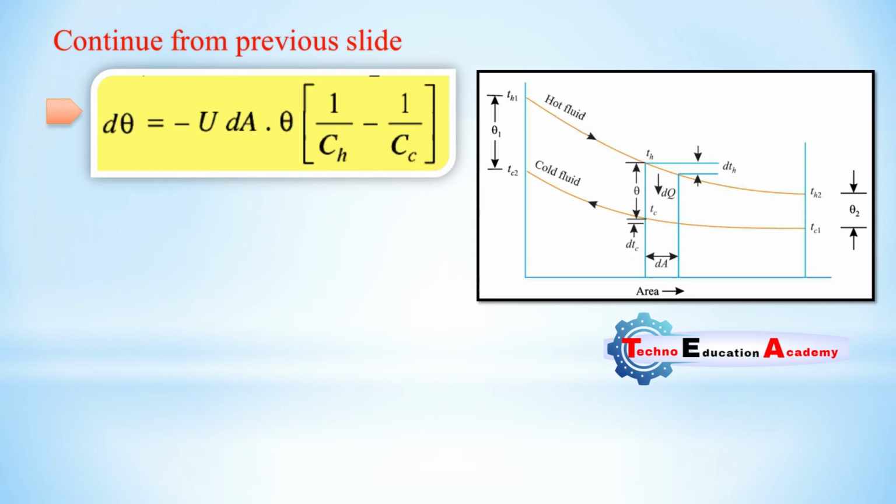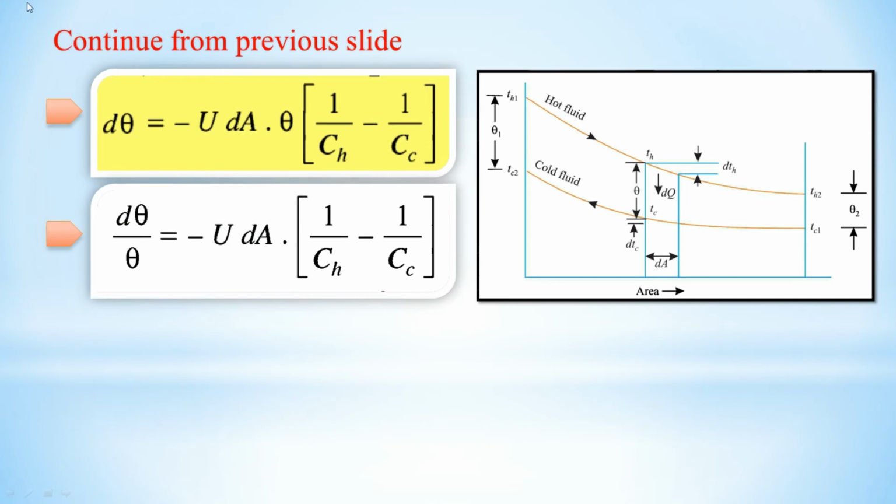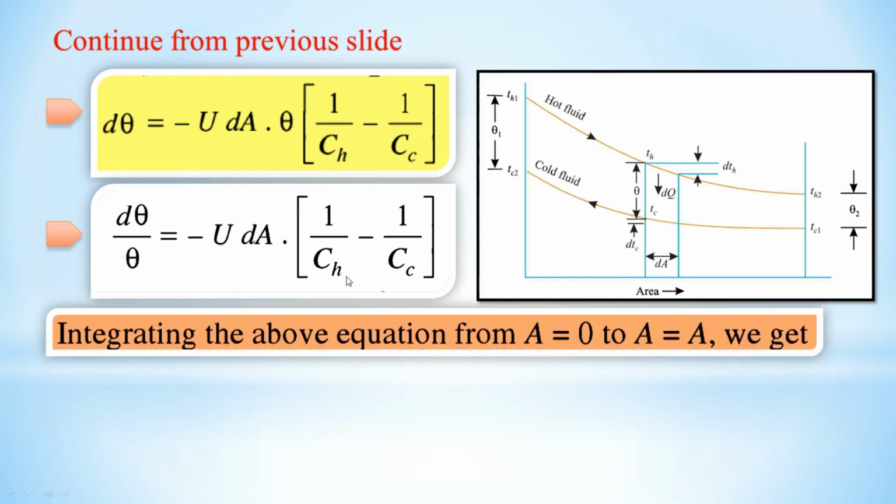Now we continue from the previous slide. d theta equal to minus U dA into theta in bracket 1 upon Ch minus 1 upon Cc. So here you can see that we separate the theta term on one side and the remaining terms on the other side. Okay, so this theta is in the numerator, whenever it is moved across, it is in the denominator. So d theta by theta equal to minus U into dA in bracket 1 upon Ch minus 1 upon Cc.